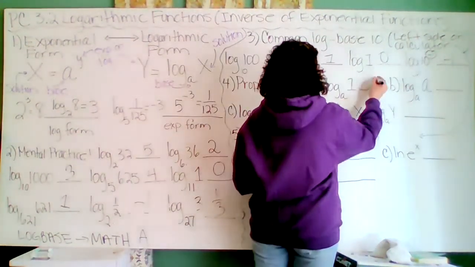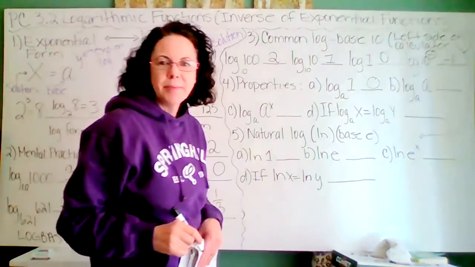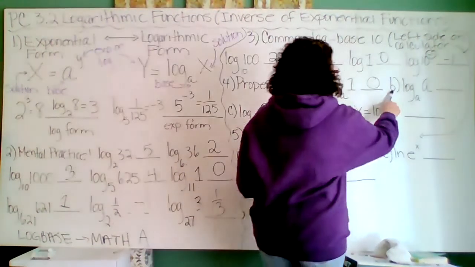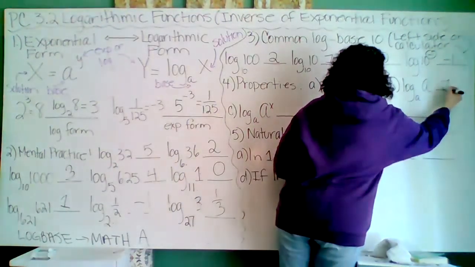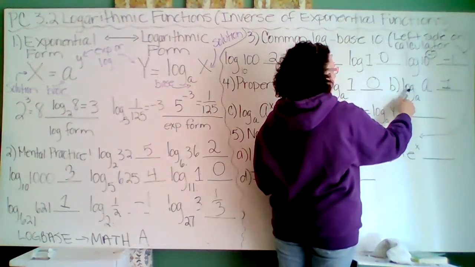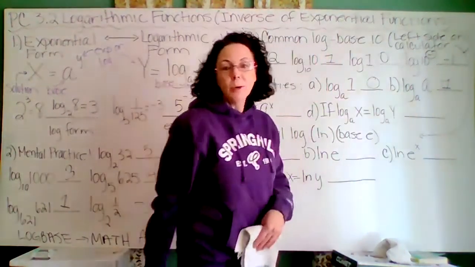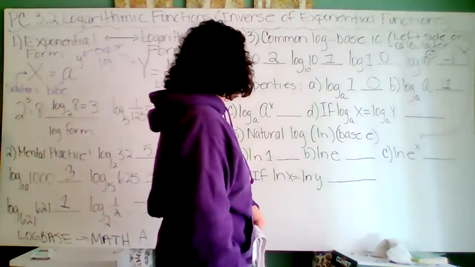Now here's some properties of any base. Log base A of 1 is 0. We saw that a couple times. Log base A of A is 1, right? If you have a base of A, what exponent gets you A? A 1.